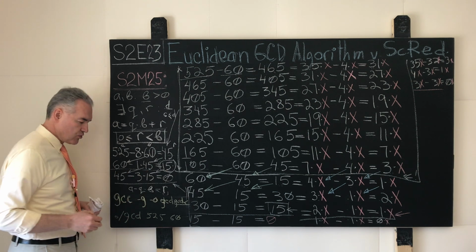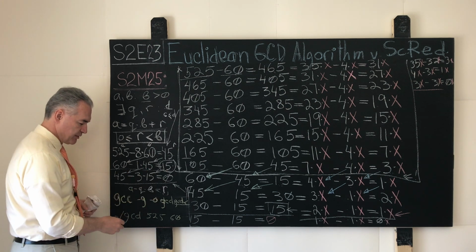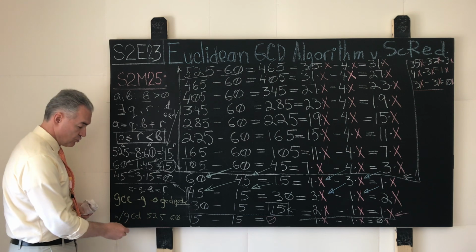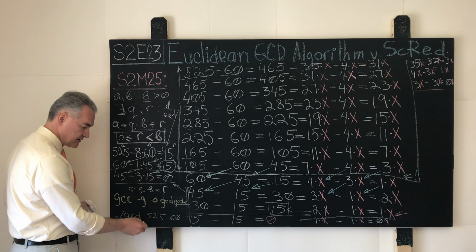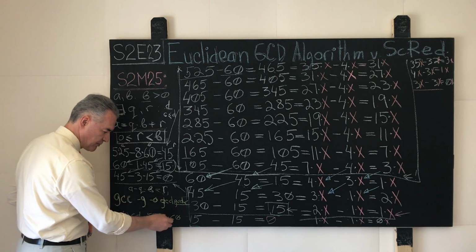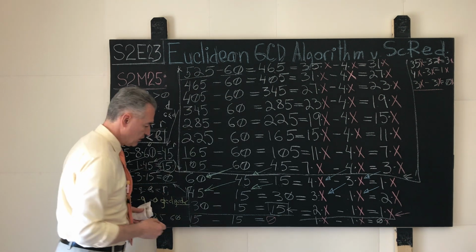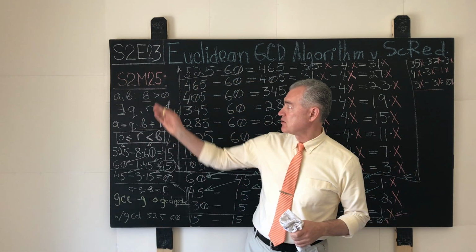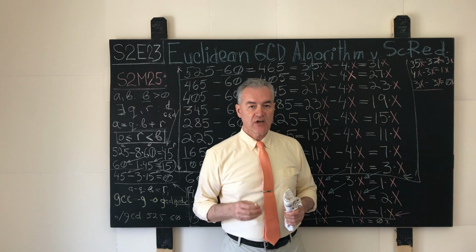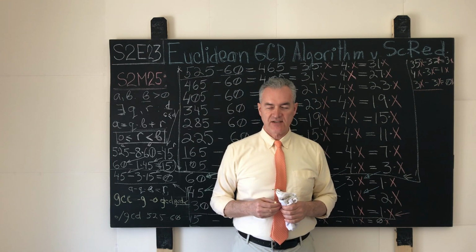The compilation will go through. This compilation will produce the executable image called gcd, and you invoke it as follows: ./gcd space, for example, 525 space 60, and the number will pop up on your terminal. This is it for the mathematical problem S2E23, and we will look at the new challenge next.